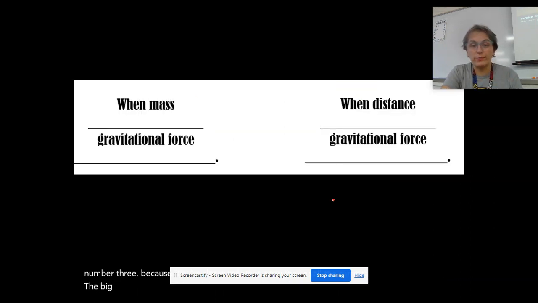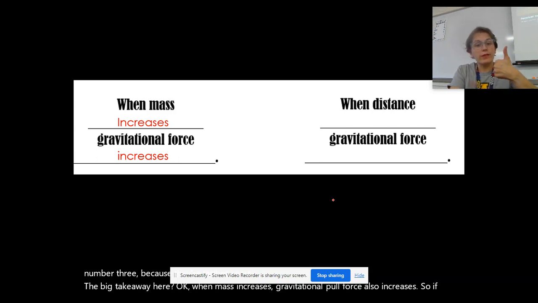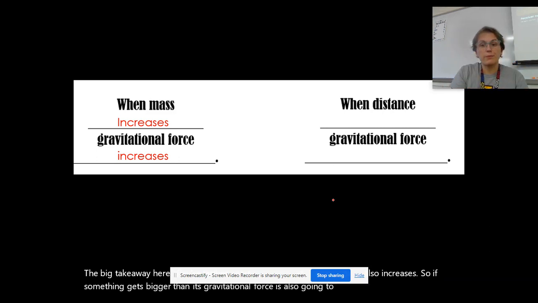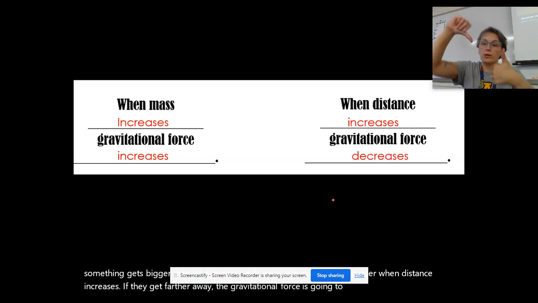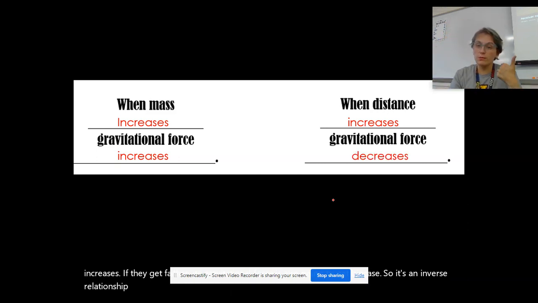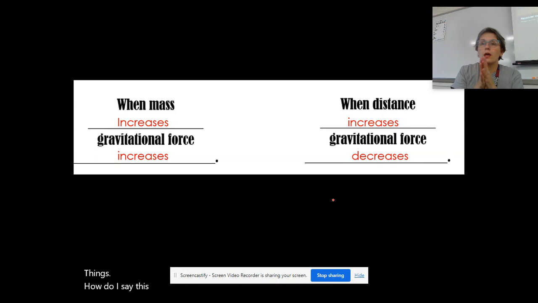The big takeaway here, okay? When mass increases, gravitational force also increases. So if something gets bigger, its gravitational force is also going to get bigger. When distance increases, if they get farther away, the gravitational force is going to decrease. So it's an inverse relationship. As one goes up, the other goes down. Now, this is really important to understand. Distance has a greater pull than mass.